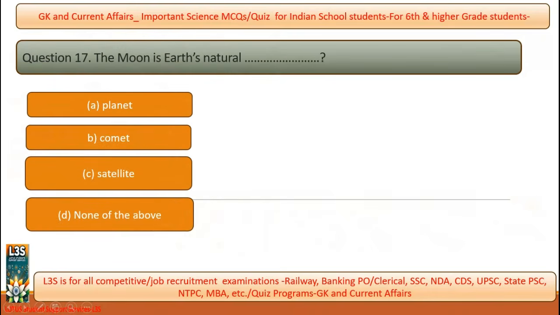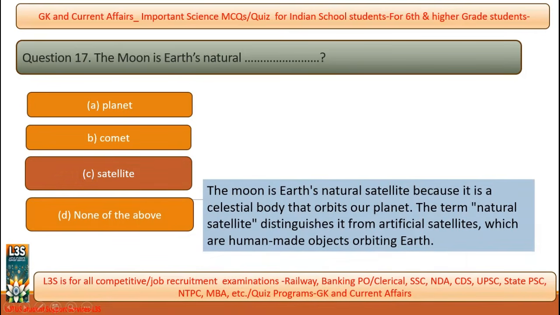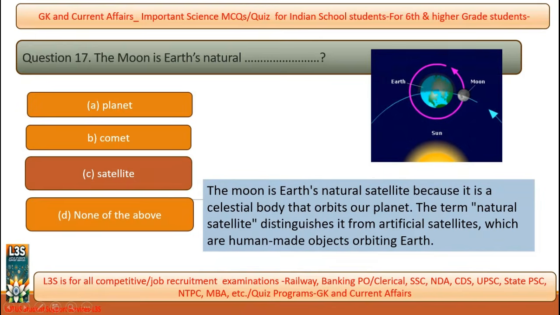The moon is Earth's natural dash. Planet, comet, satellite, none of the above. And the right option is C, satellite. The moon is Earth's natural satellite because it's a celestial body that orbits our planet Earth. The term natural satellite distinguishes it from artificial satellite, which are human-made objects orbiting Earth.